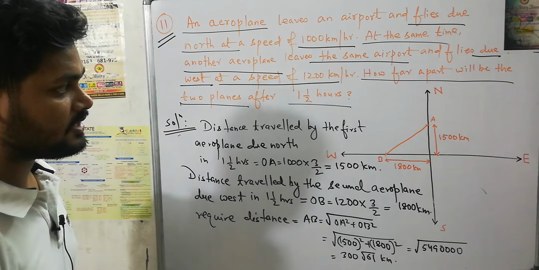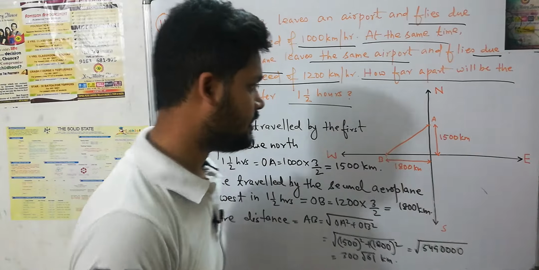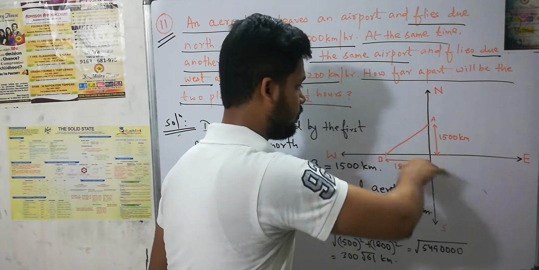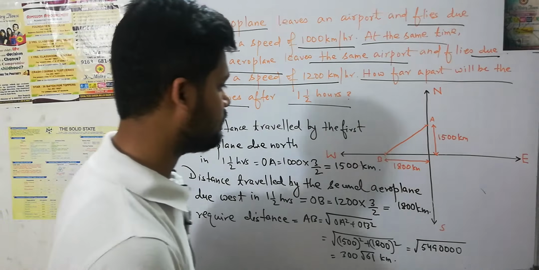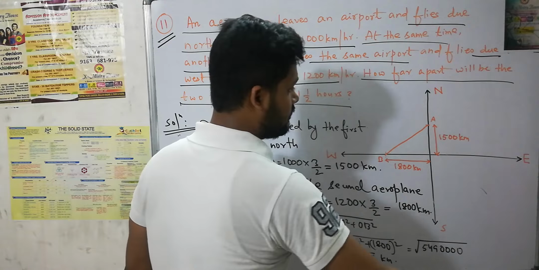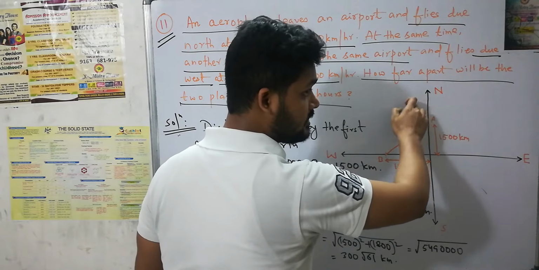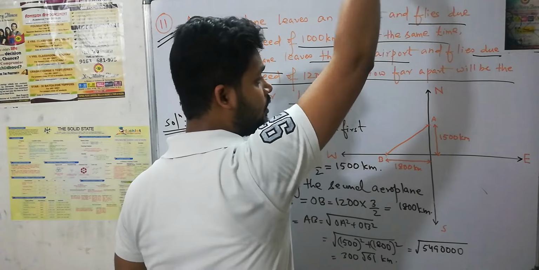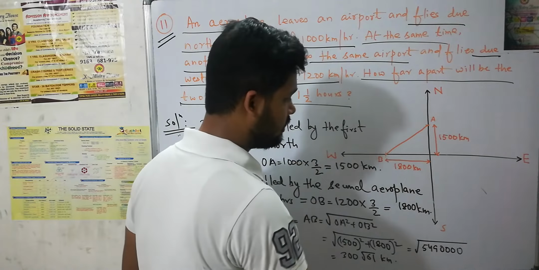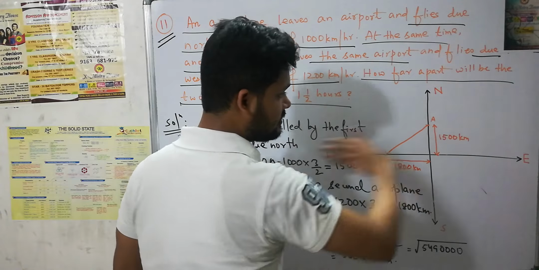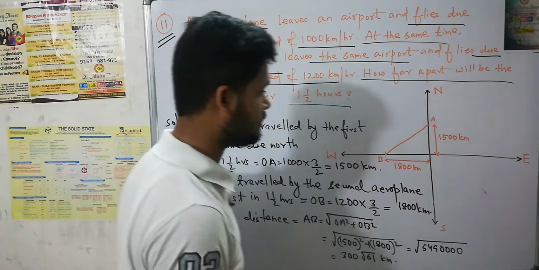First, I have drawn the figure. I have drawn the x-axis and y-axis, and you can see that this arrow indicates the upward direction, which is north, the downward is south, the left one is west, and the right one is east. You know the directions, right?